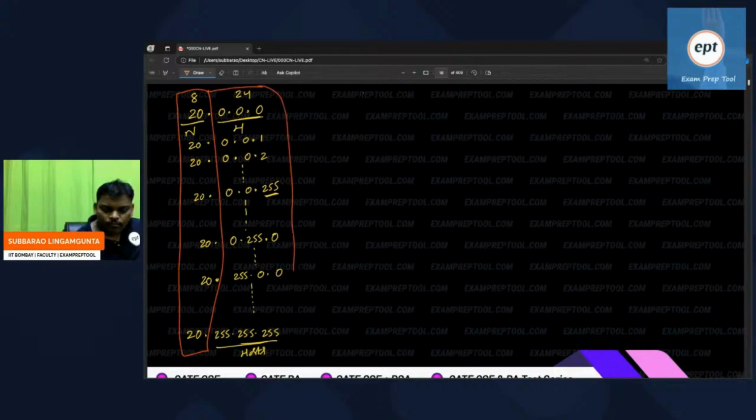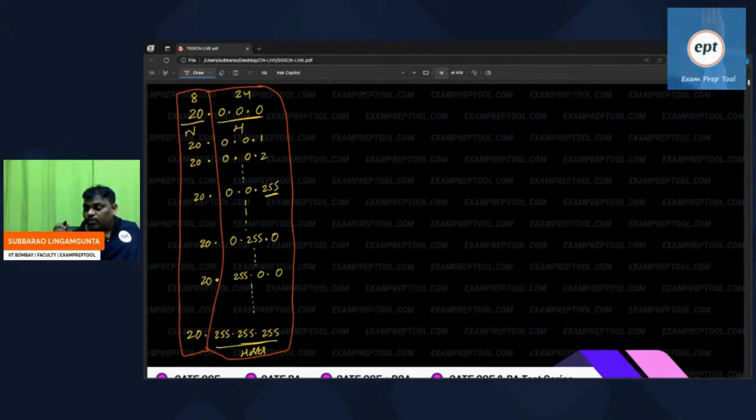Can you help me now? Total hosts, how many here? Network is 8 bits. Host is 24 bits. So total hosts possible is 2 power 24.